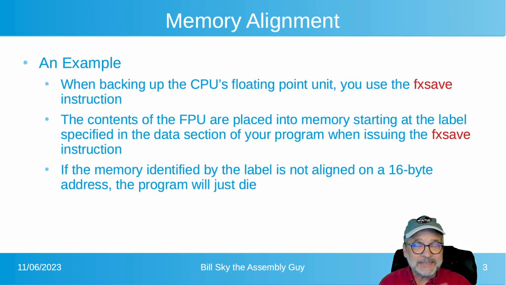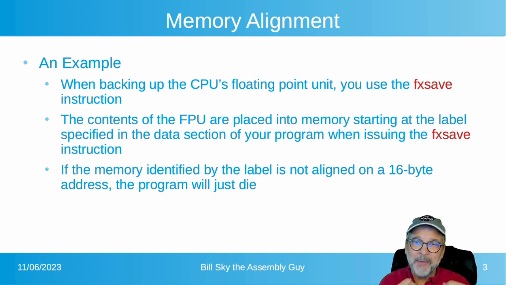So as an example, there's a statement called FXSAVE, which backs up your CPU's floating point unit, the FPU, to memory. And why would you want to do that? Well, let's say you're writing a function that is going to do floating point arithmetic, which I haven't done a video on yet, but it's coming very soon. You don't want to mess up the floating point unit from the function that's calling your function.